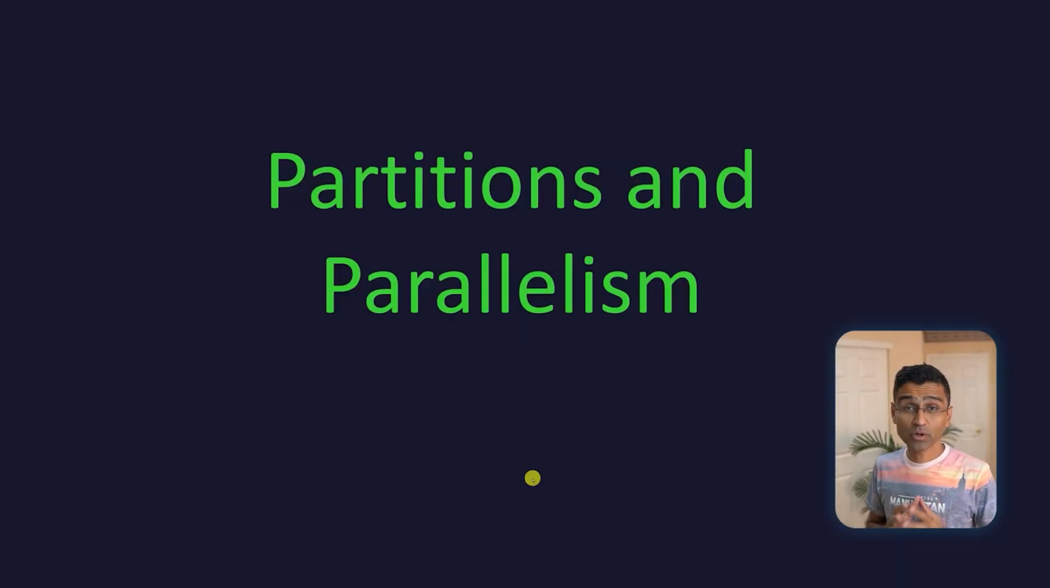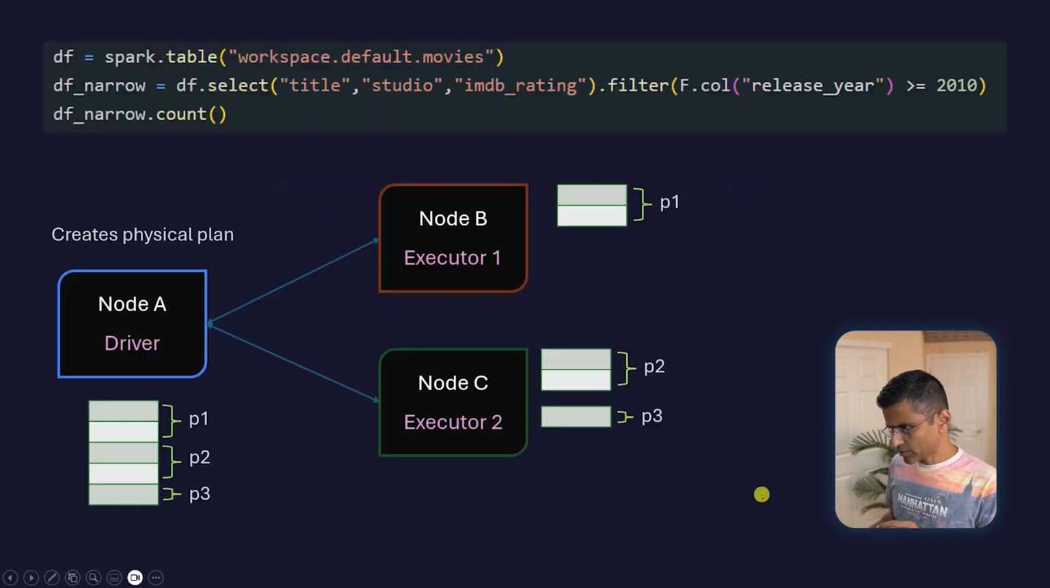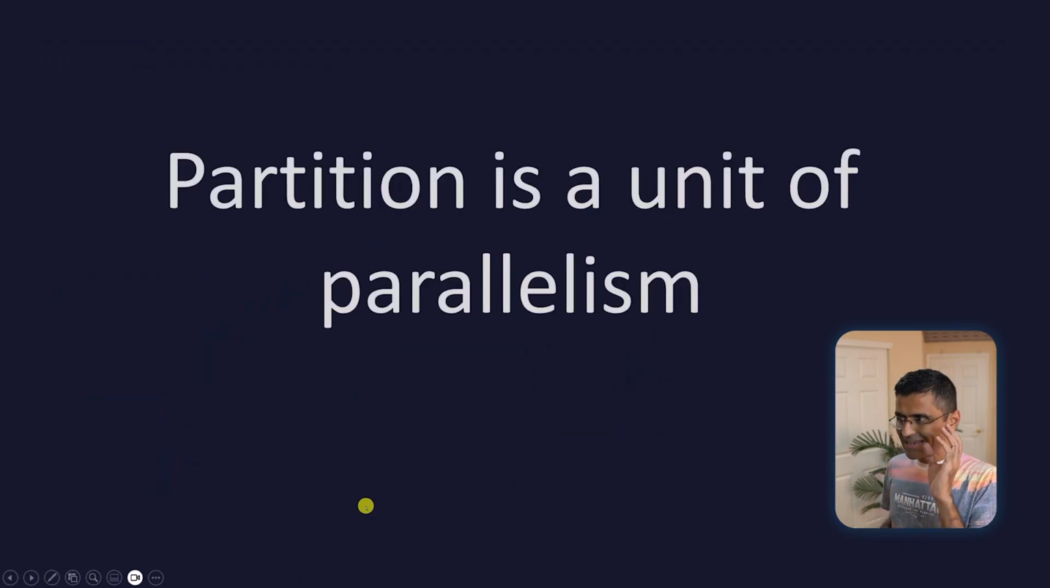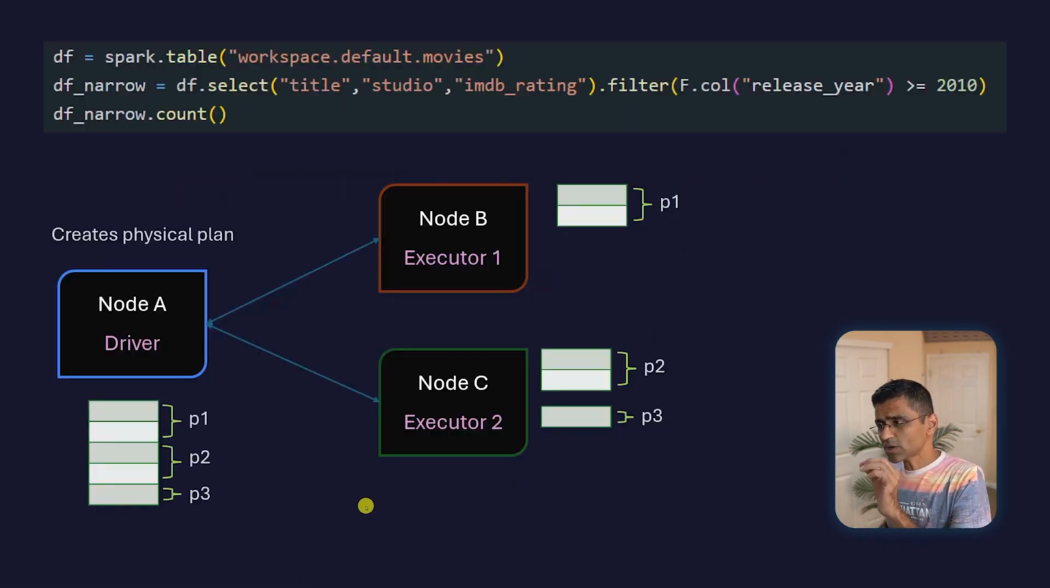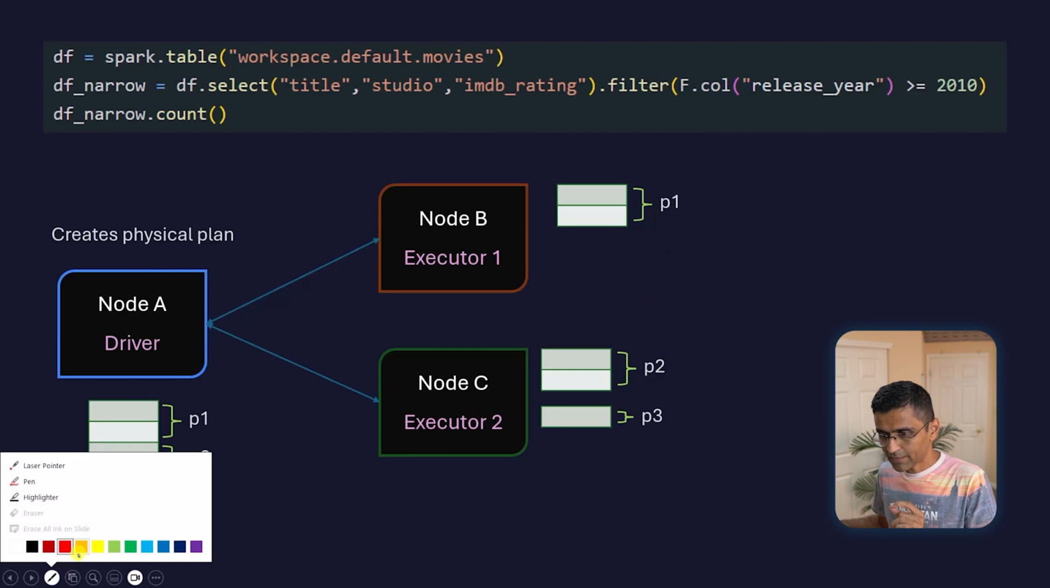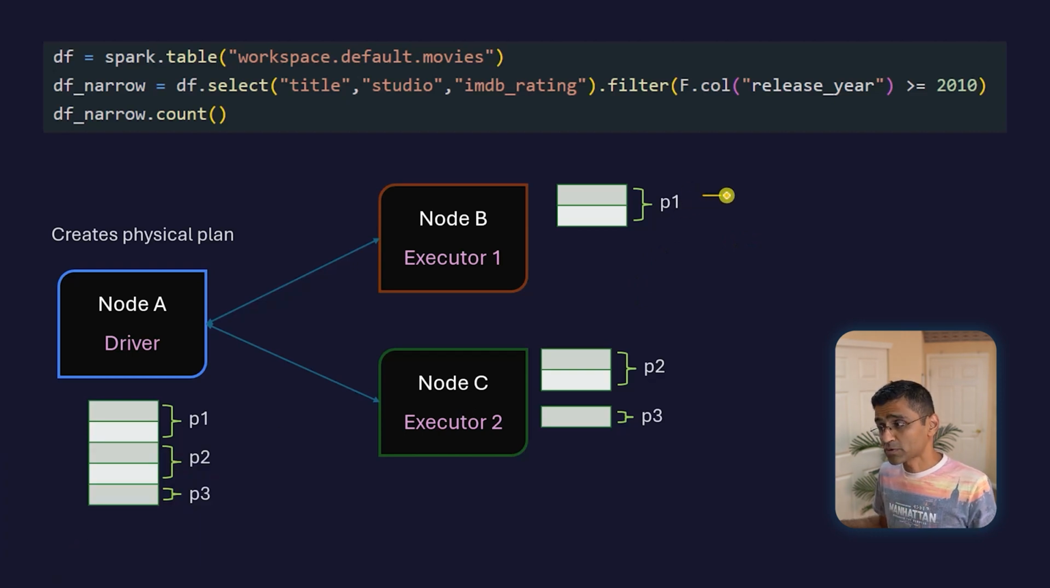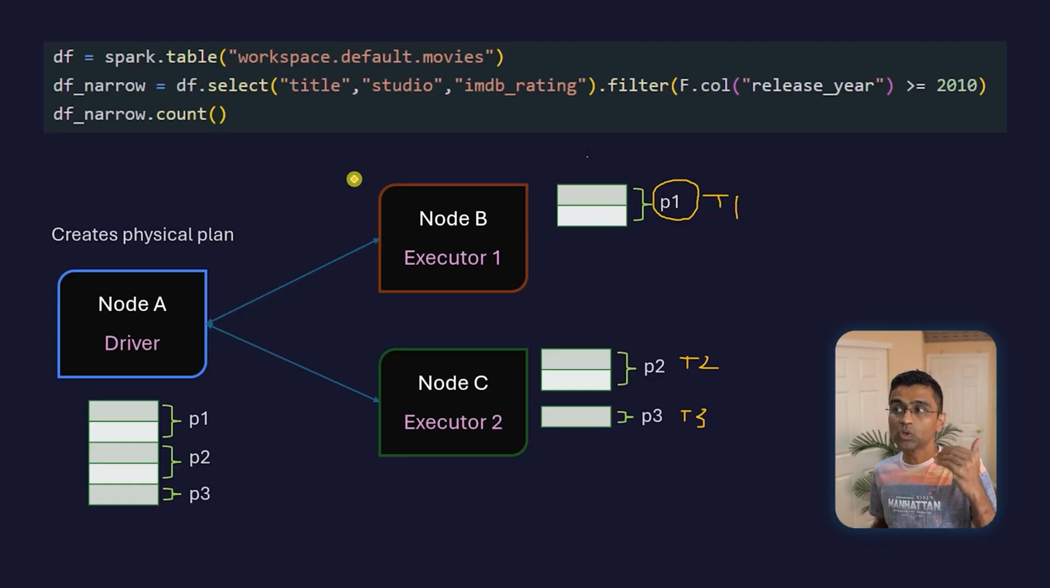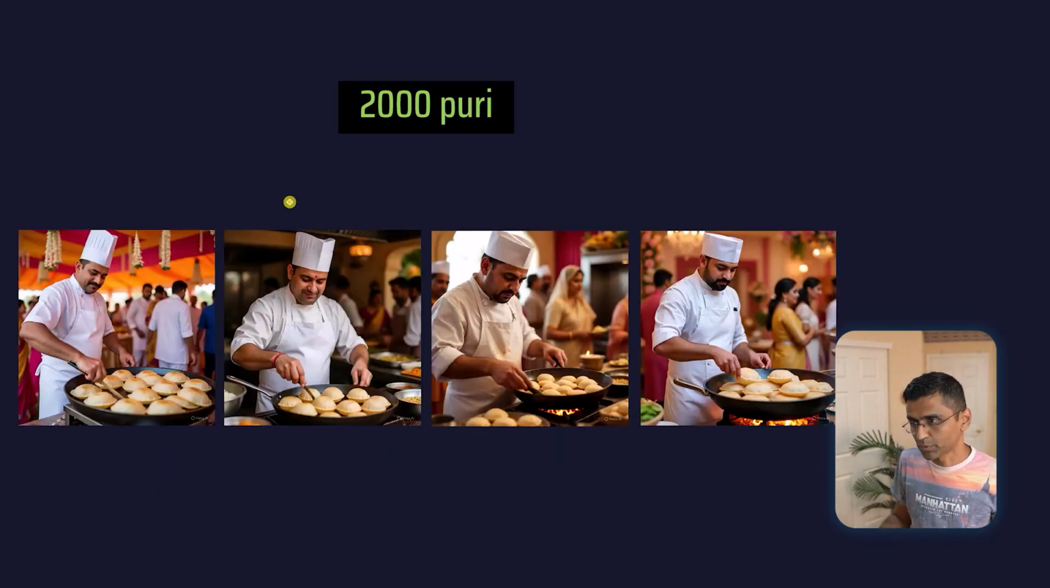Let's now discuss the very important topic of partitions and parallelism. We have seen this particular diagram before, and we all know that Spark works on distributed computing principles. Here, P1, P2, P3 are the partitions. So a partition is a unit of parallelism. It is not just a data partition. Here, you will have a corresponding task. So P1 will be processed by task T1, P2 will be processed by task T2, T3, and so on. So a partition can be considered a unit for parallel compute.